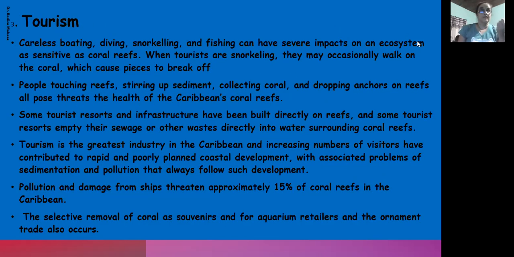Another thing that we have to be very careful about is tourism, because tourism actually has a very negative impact on the reefs. So when we're talking about tourism, we're talking about things like careless boating, diving, snorkeling, and fishing, which can have severe impact on the ecosystem or on species that are sensitive to coral reefs. When tourists are snorkeling, they may occasionally walk on the coral, which may cause pieces to break up. And this is the problem that we had with the Buccoo Reef in Tobago.